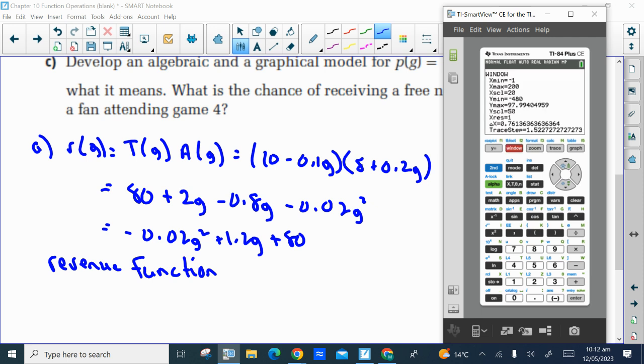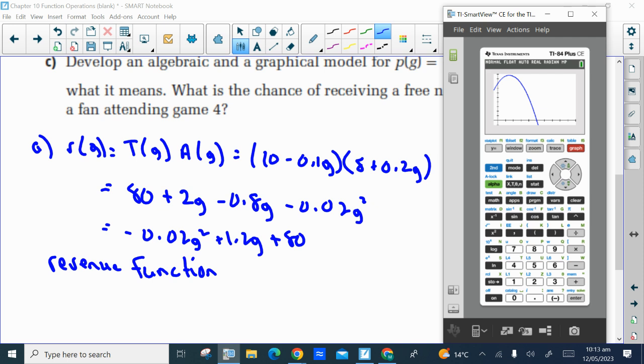So my windows, maybe I'll change my x value starting at negative 10 to 200. We can keep the scale there, but my y minimum doesn't have to be so small. I'm going to go from negative 10 up to 100, and let's use a scale of 10 on the y-axis. So I adjusted the windows a little bit. Now when I hit graph, it looks a little bit better.